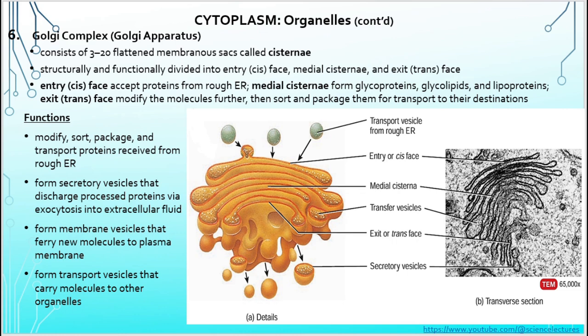Different enzymes in the entry, medial, and exit cisternae of the Golgi complex permit each of these areas to modify, sort, and package proteins for transport to different destinations. The entry face receives and modifies proteins produced by the rough ER. The medial cisternae add carbohydrates to proteins to form glycoproteins and lipids to proteins to form lipoproteins. The exit face modifies the molecules further and then sorts and packages them for transport to their destinations.